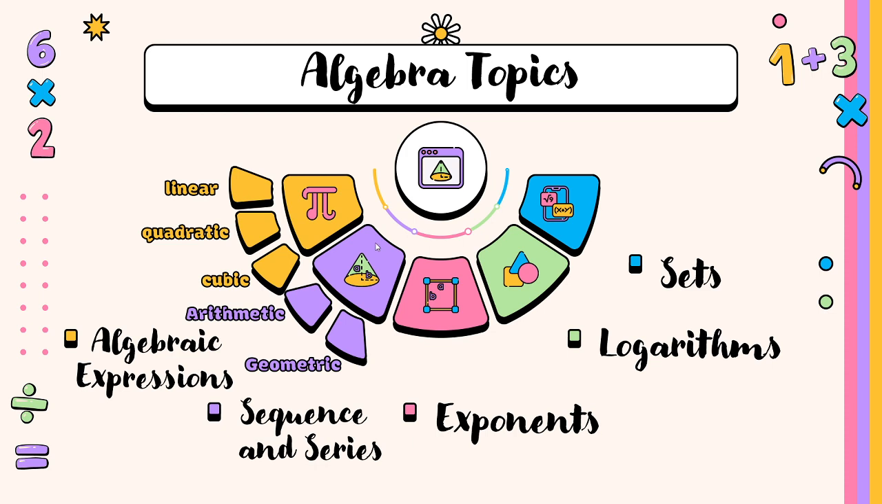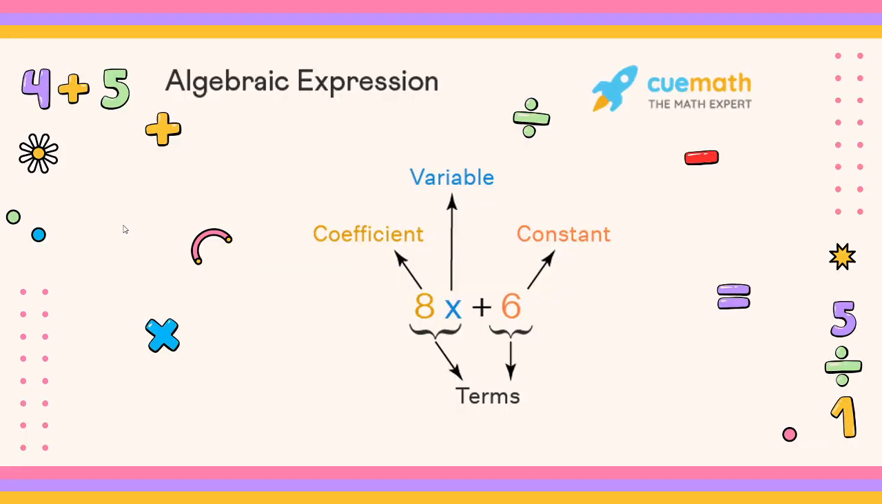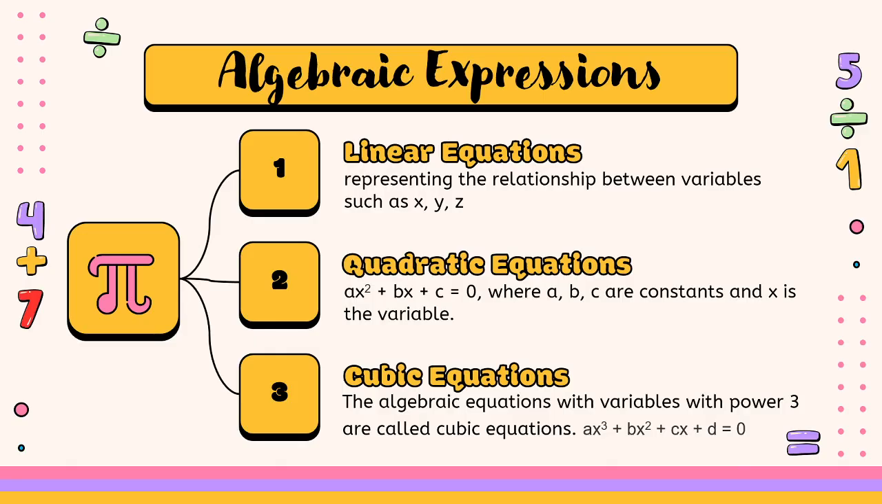So first, let's dig deep into algebraic expressions. This is a type of all the algebraic expressions. We have variables, coefficient, constants, and the two terms, or you can have as many terms as you want. So, algebraic expressions are also known as polynomials.